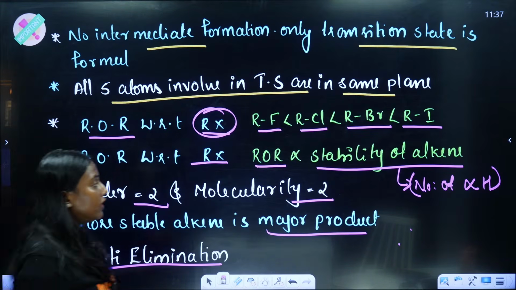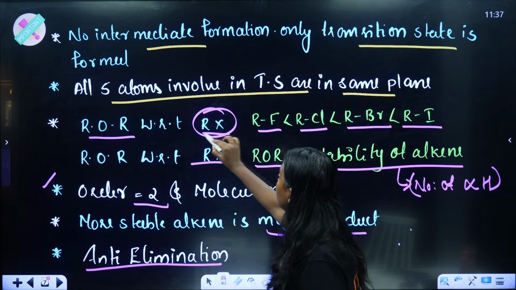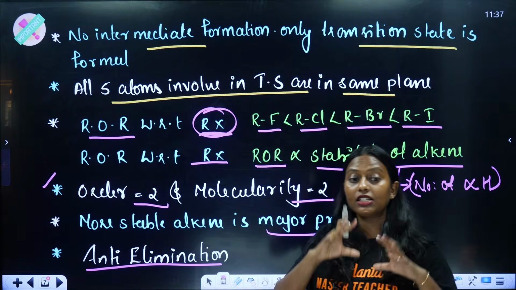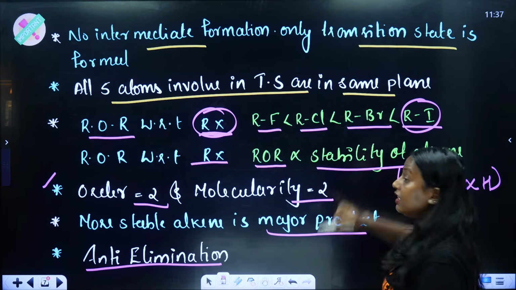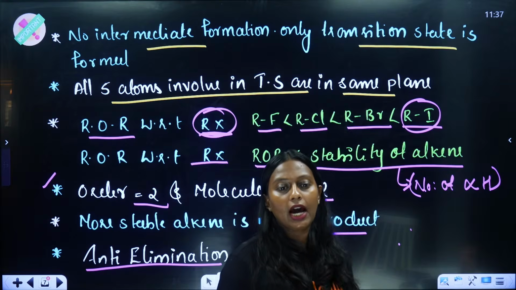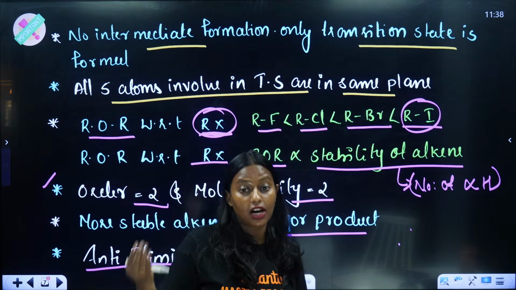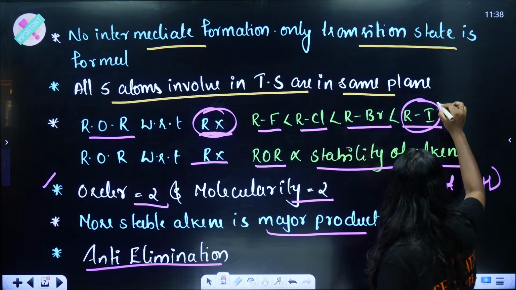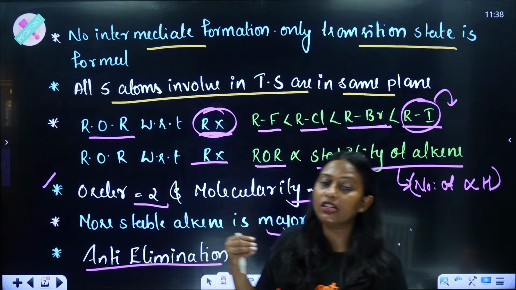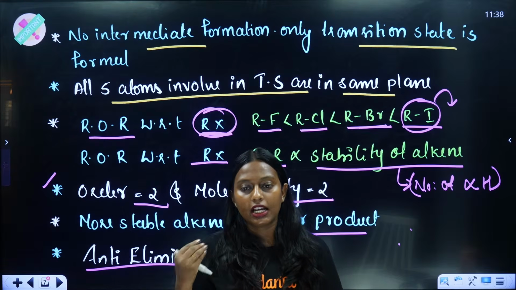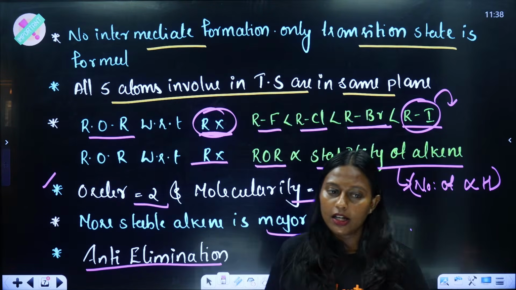So when you consider the rate of reaction with respect to RX, when you compare, we know that iodine is a good leaving group. So it will leave faster. Then bromine. Because the RX bond is weak here, that is the reason.